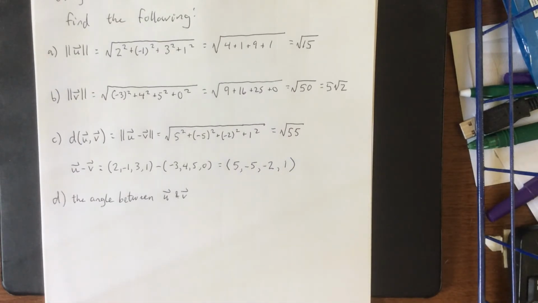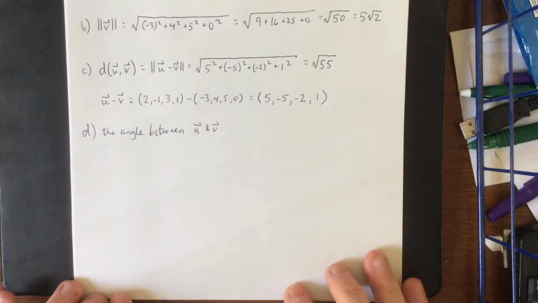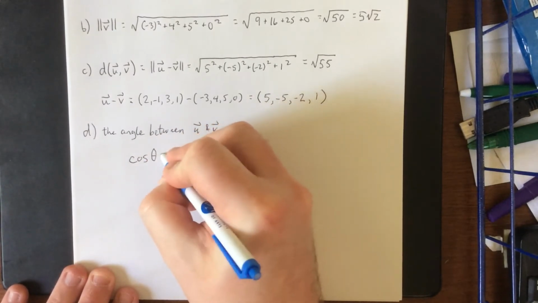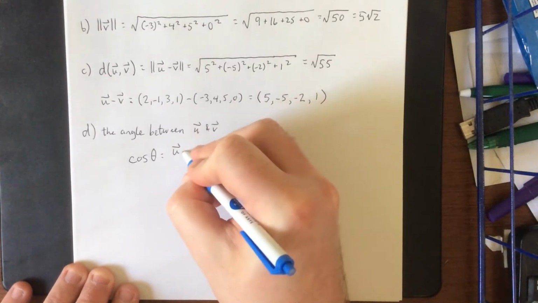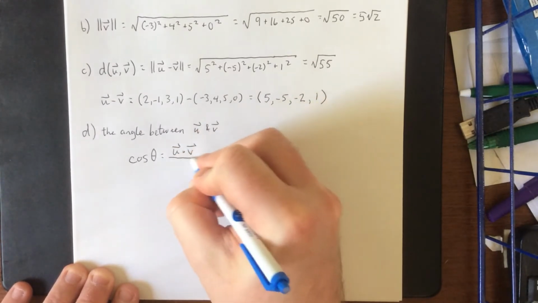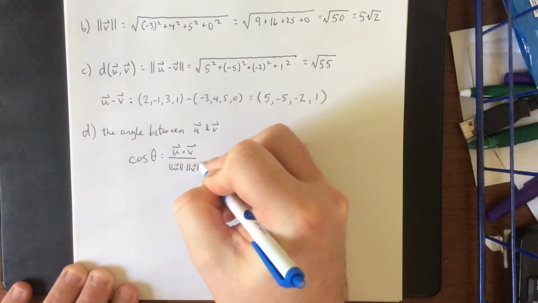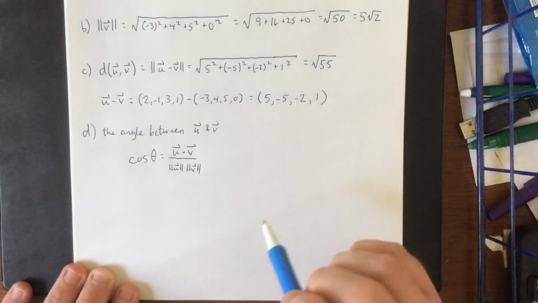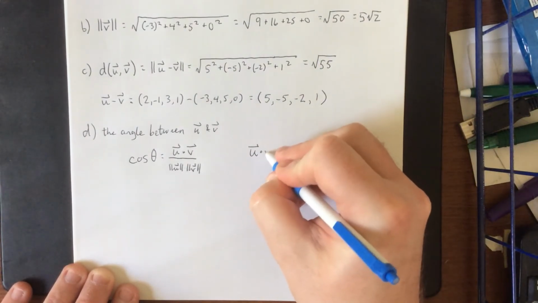Finally, I'd like to calculate the angle between the two vectors. To calculate the angle between the two vectors, we will need the formula for this, which is that the cosine of the angle between the vectors is going to be the dot product of the two vectors divided by the product of the magnitudes of the vectors. Now we've already got the magnitudes from part A and part B. What we don't have yet is the dot product. So we'll go ahead and calculate that over here.